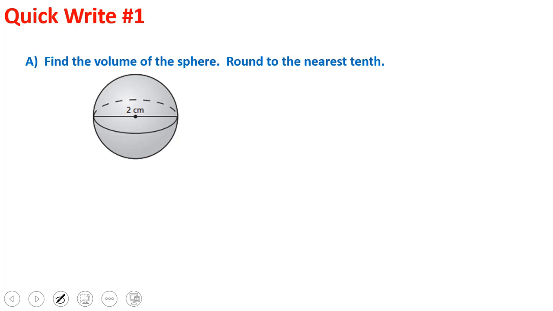Find the volume of a sphere. Here it is. You might want to draw it. To draw it, you just draw a circle. And then you put a round part in the middle and a dotted part in the back. Voila, there's your sphere. You can draw this diameter, recognize that that's the diameter, and label it 2 centimeters.